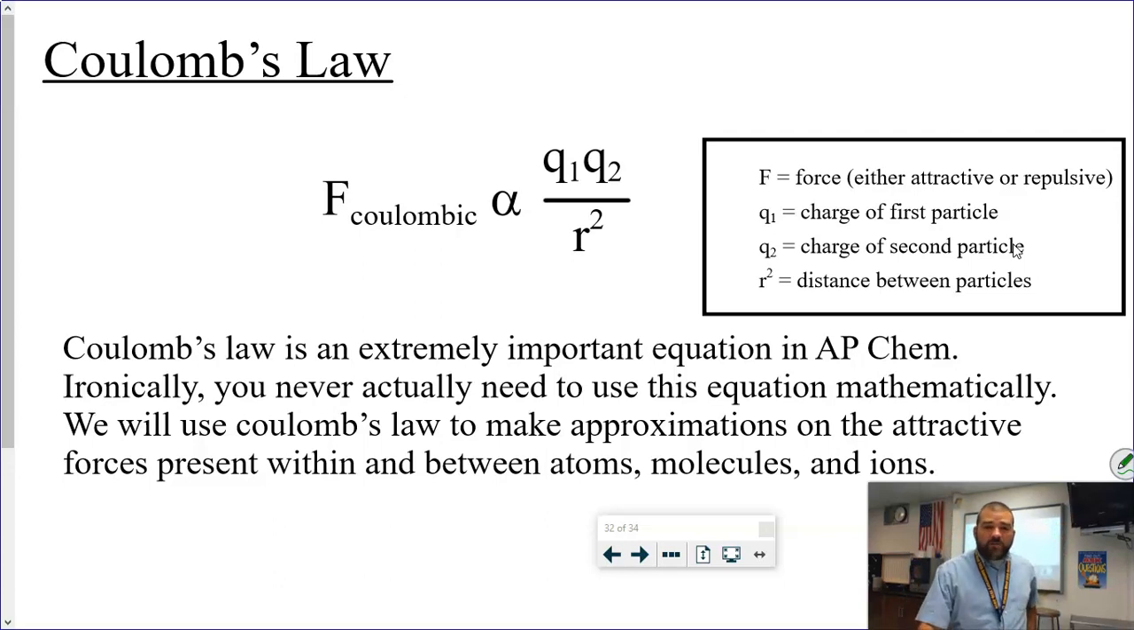R squared on the bottom is representing distance, okay? How close are these particles to one another?